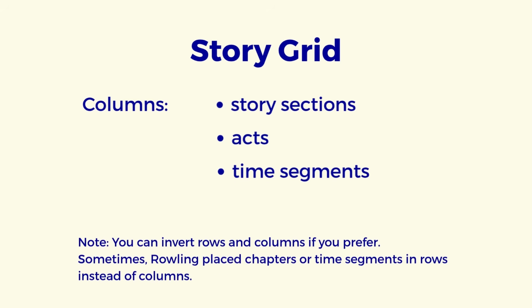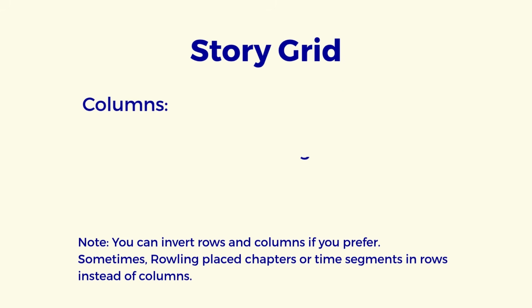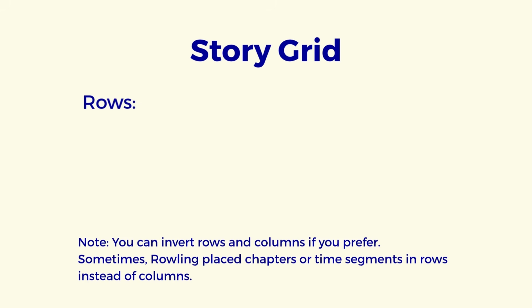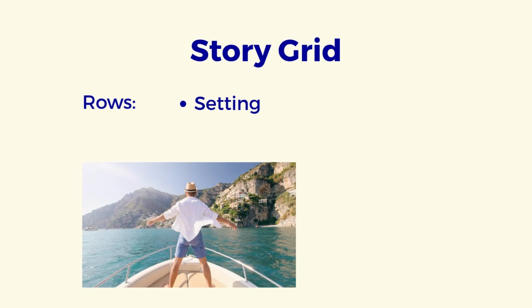I used to just handwrite all these tables. Start by creating a simple table. For the columns, I recommend starting with broad story sections rather than individual chapters. Think in terms of 5 acts, or the main story beats: setup, rising action, crisis, climax, and resolution. For the rows, list your key story elements. Your initial grid might look something like this. Setting. Where and when does the story take place?